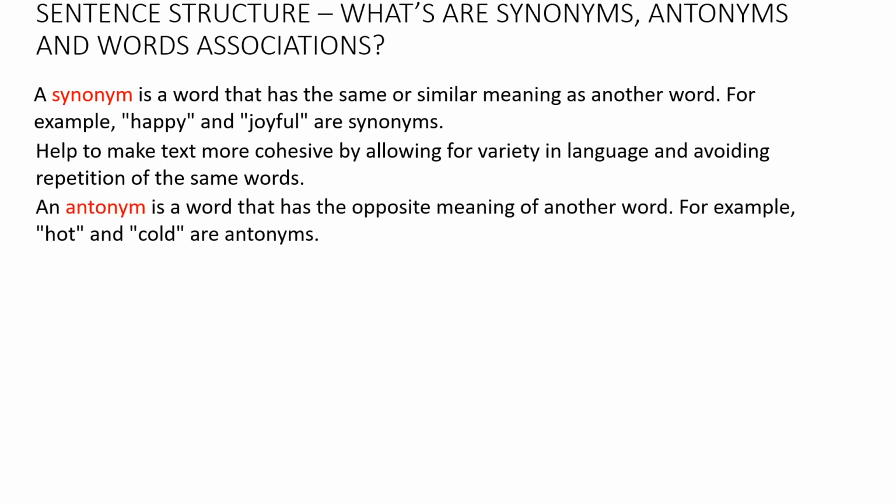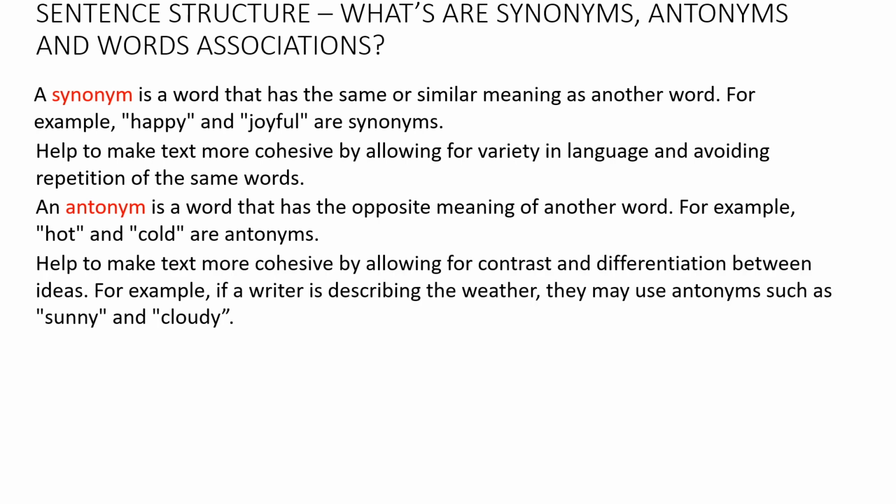An antonym is a word that has the opposite meaning of another word. For example, hot and cold are antonyms, or angry and sad are antonyms. They have the opposite meaning to each other. Now, using antonyms can help to make text more cohesive by allowing for contrast and differentiation between ideas. For example, if a writer is describing the weather, they may use antonyms such as sunny and cloudy to distinguish between different types of weather conditions and provide that clarity on what's trying to be communicated or described.